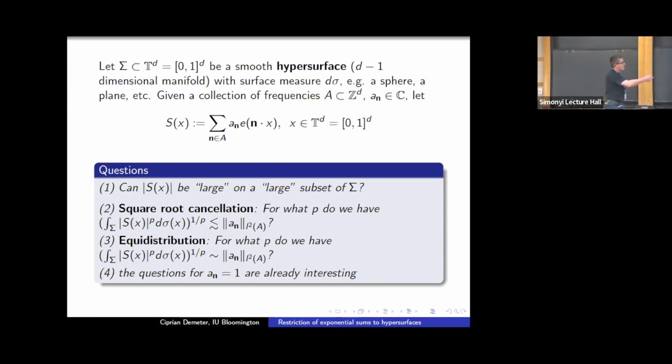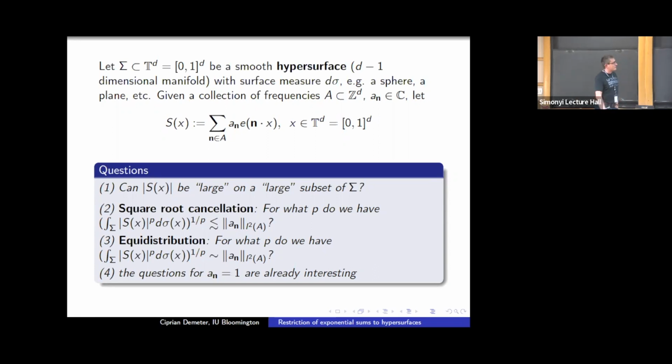And then you can start asking questions of the following nature. You can say, can your exponential sum be large on sigma, on a large subset of sigma? Of course, sigma has zero measure here. It's a very thin singular set. It can use a sigma that captures this somewhat consistently as you increase the dimension or change the coefficients.